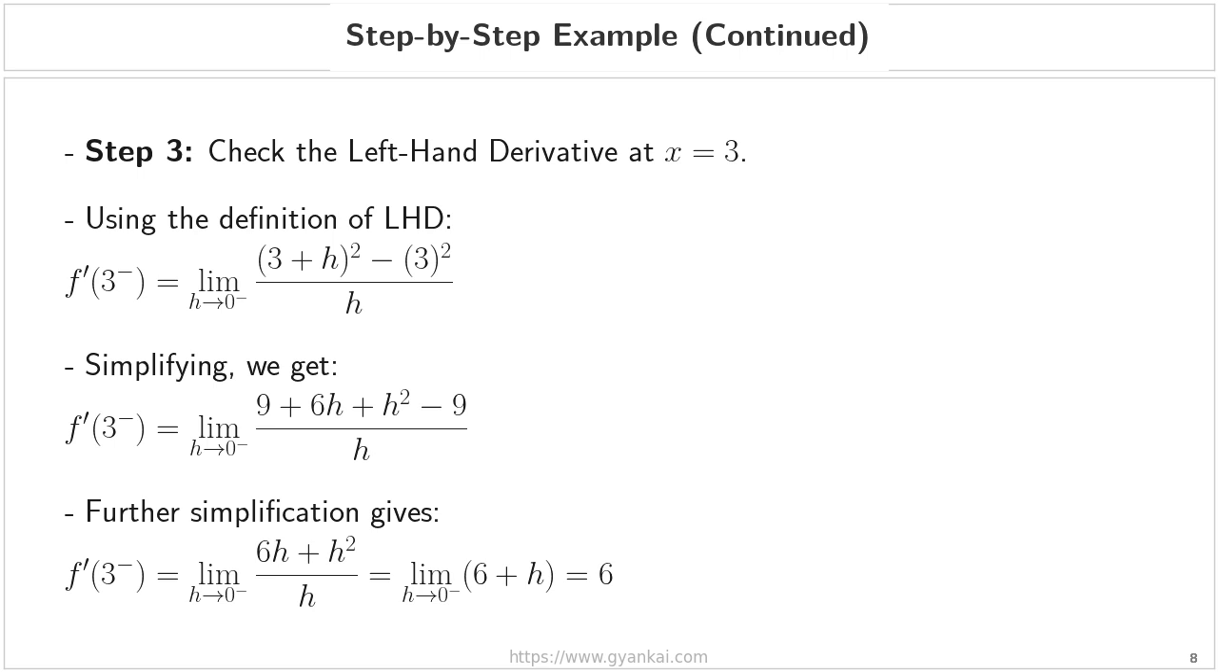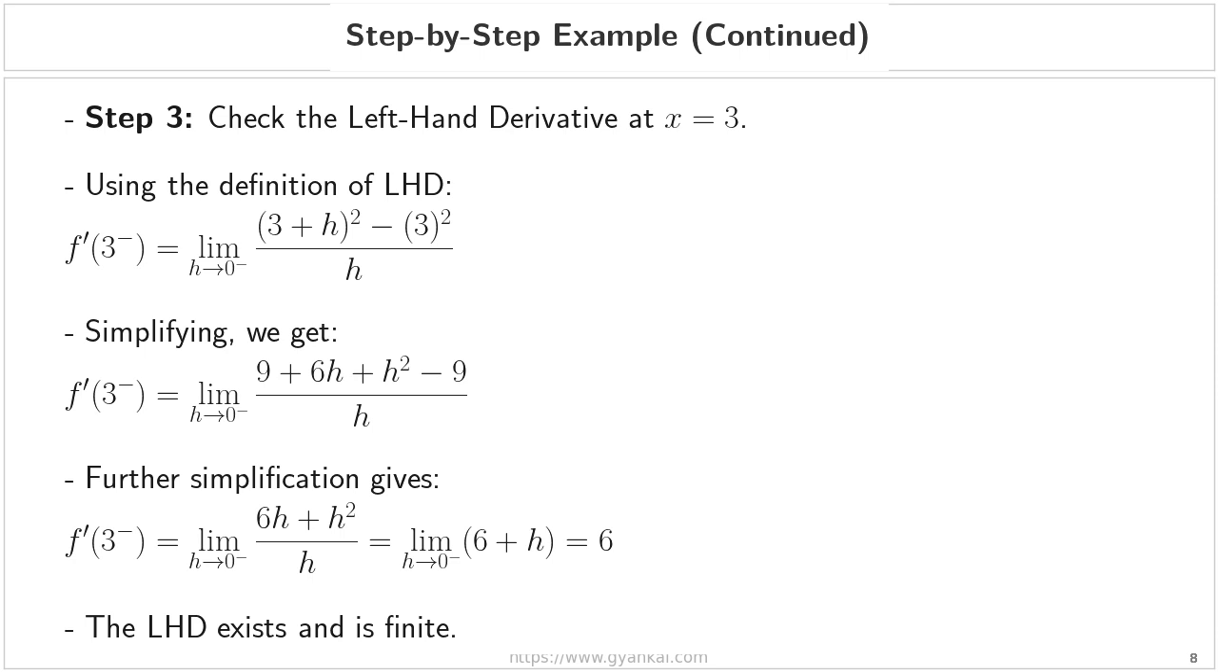By dividing both terms in the numerator by h, the expression simplifies to the limit as h approaches 0 from the left of 6 plus h, as h tends toward 0. The final value is 6. Because we have arrived at a specific real number, we can confirm that the left-hand derivative exists and is finite.